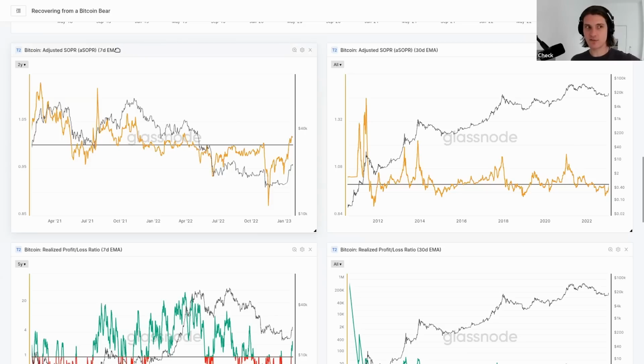So on the left-hand side, I've got a 7-day EMA. This is what I use for tracking short-term stuff. On the right, I've got the exact same metric, but full history on a 30-day EMA. On the right-hand side, with a longer moving average, this is the macro cycle. You can see that when this trades above 1, it typically sticks the landing and stays there for a bull market. When it's below 1, it typically stays there for the majority of the bear market.